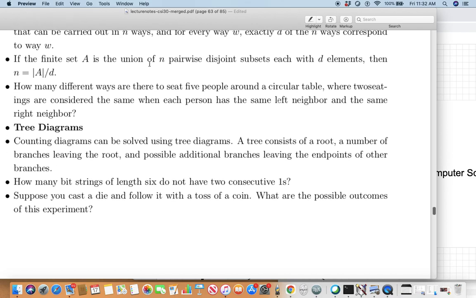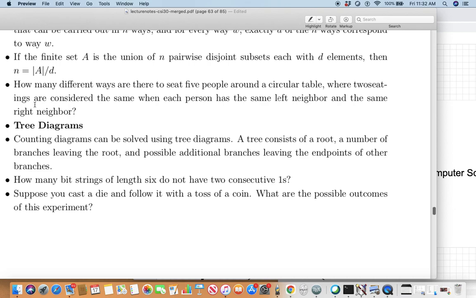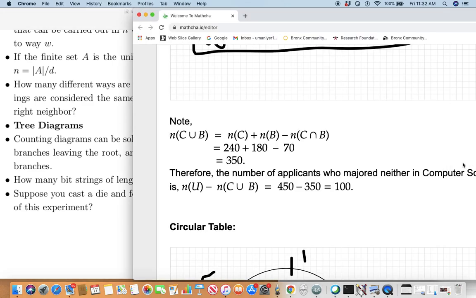Okay. This is a bit abstract. Let's look at an example. How many different ways are there to seat 5 people around a circular table, where 2 seatings are considered the same when each person has the same left neighbor and the same right neighbor?